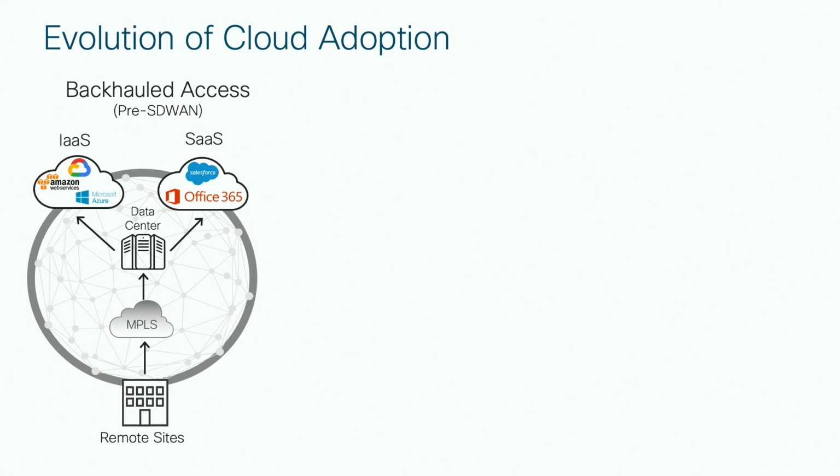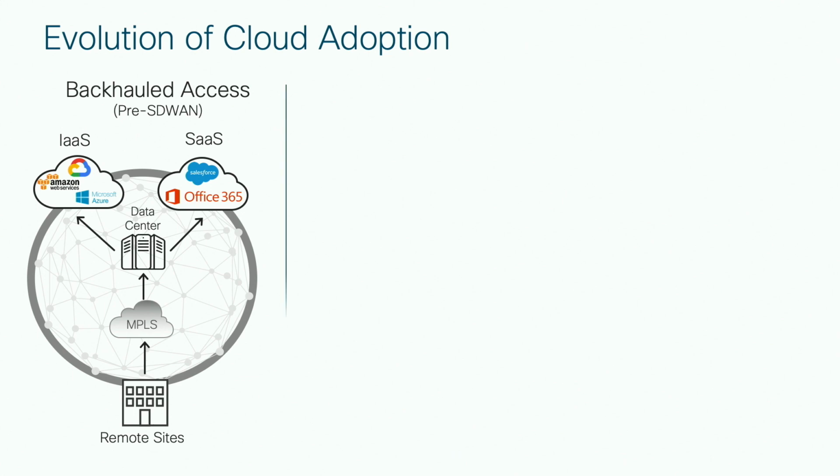Backhauling. The branch needs to talk to something in the cloud, so it goes over the MPLS private network into the data center. The data center is the crown jewels. That's where the security lives. From there, you branch out to all the other clouds. By now, everybody has realized that this is really suboptimal, and that's not the way to build modern networks.